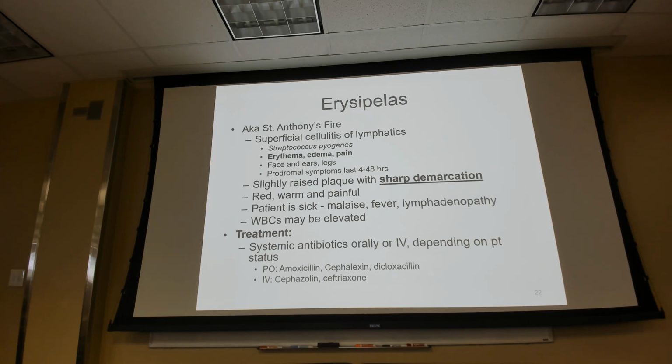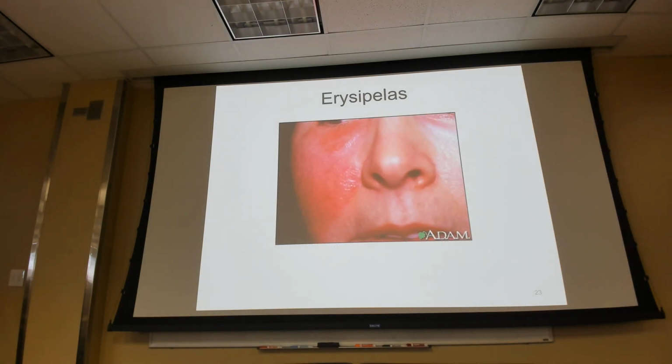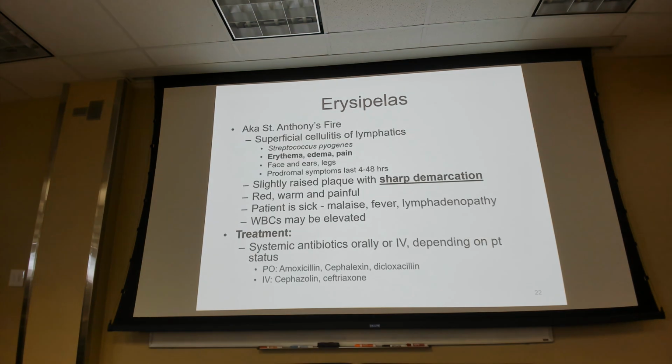What will we be treating if it has to be systemic? Antibiotics orally: amoxicillin, Keflex, dicloxacillin. And if it's IV, then it's getting into one of the more heavier things. And this is what it looks like. So you can actually see the border, okay? So you know where that's at.